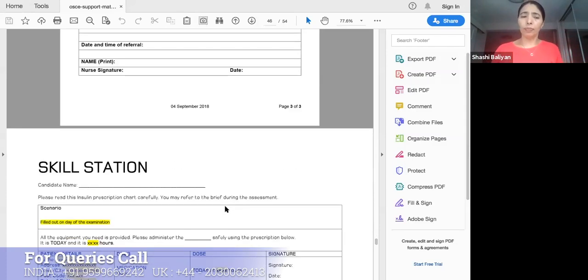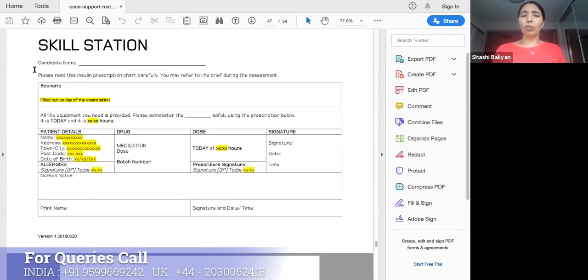for the evaluation. Now in the skill stations, you will get something like this: they are going to tell you to do a dressing change, or an IM injection, or that you need to tell about the inhalers or peak flow or something of that sort. You will have to write in this type.